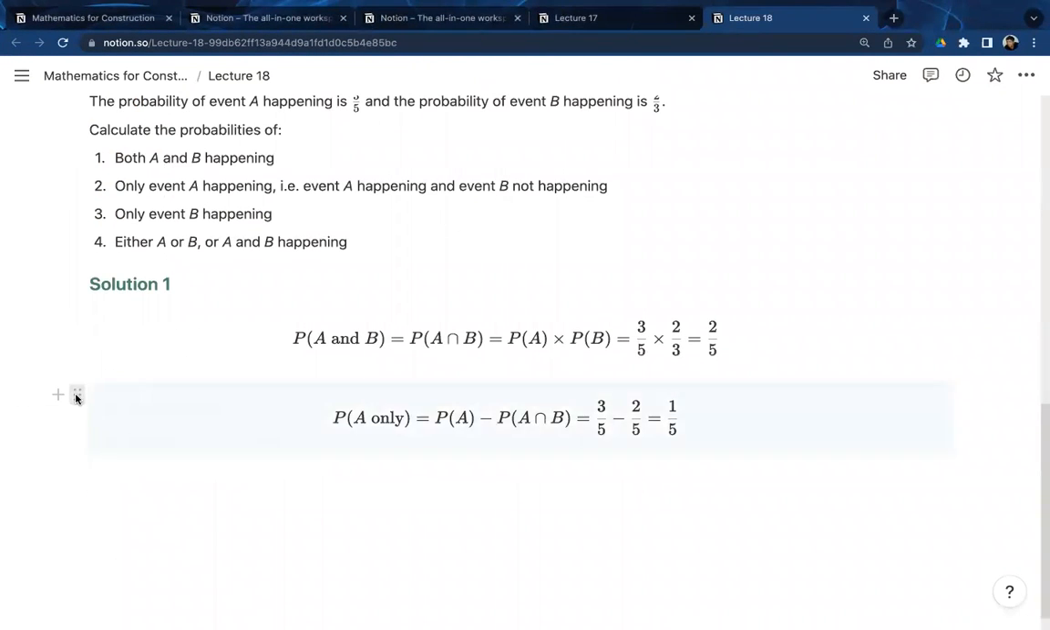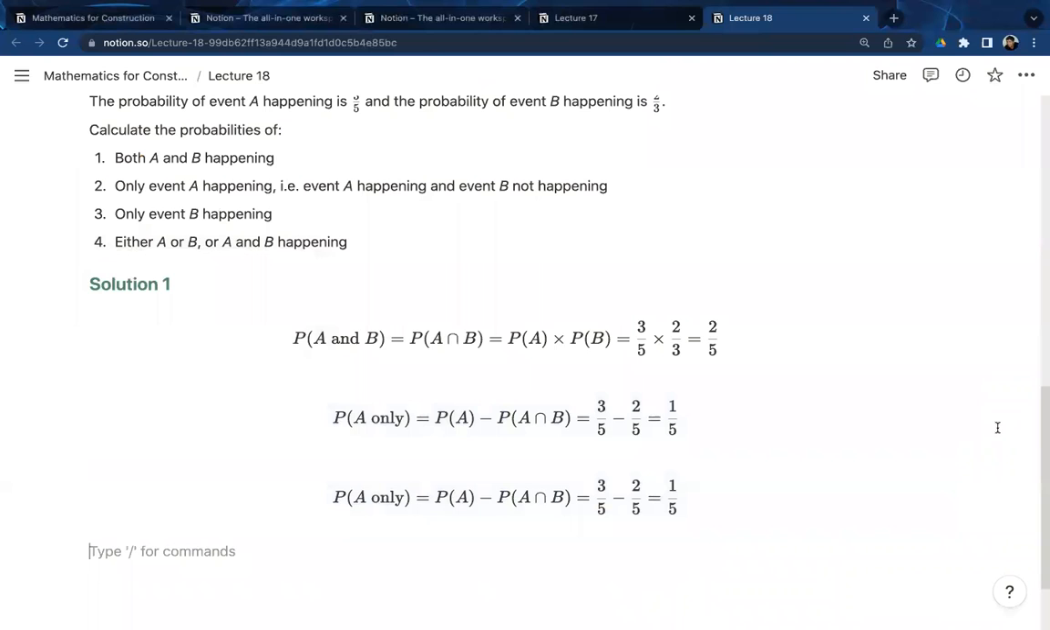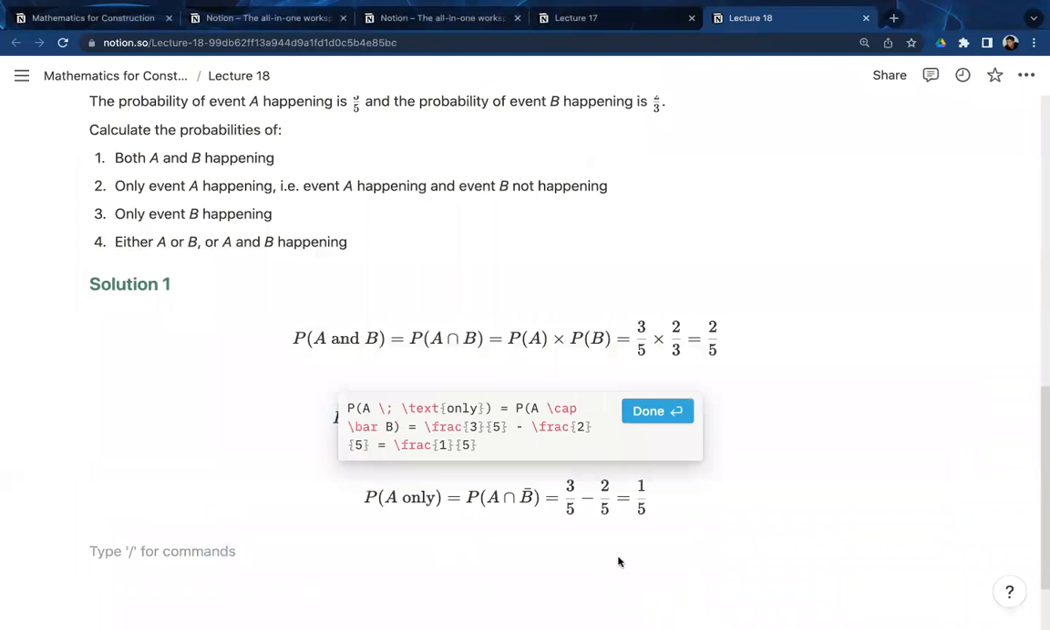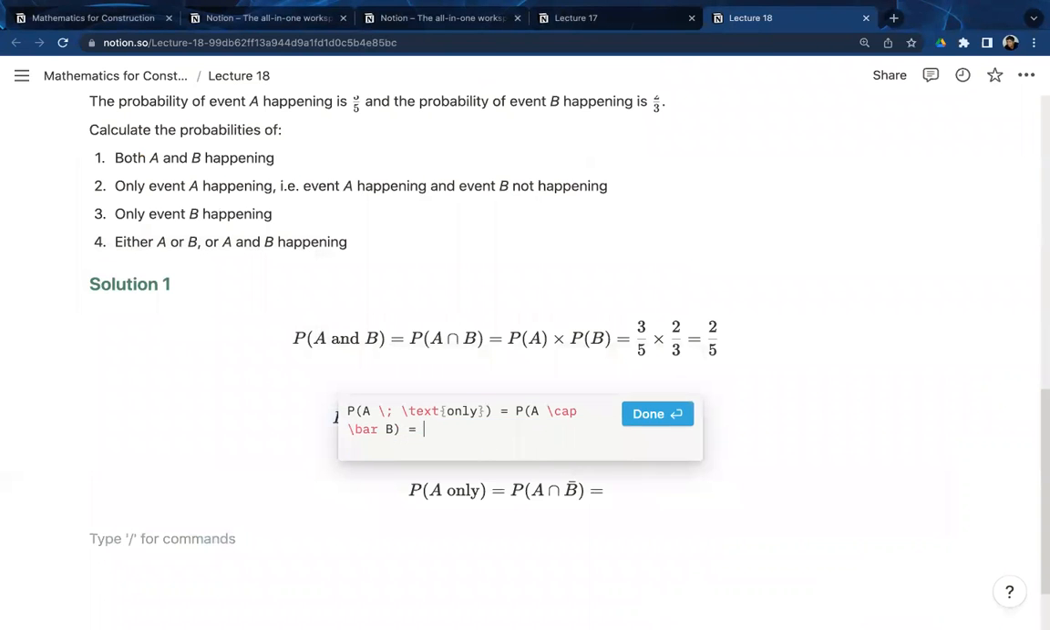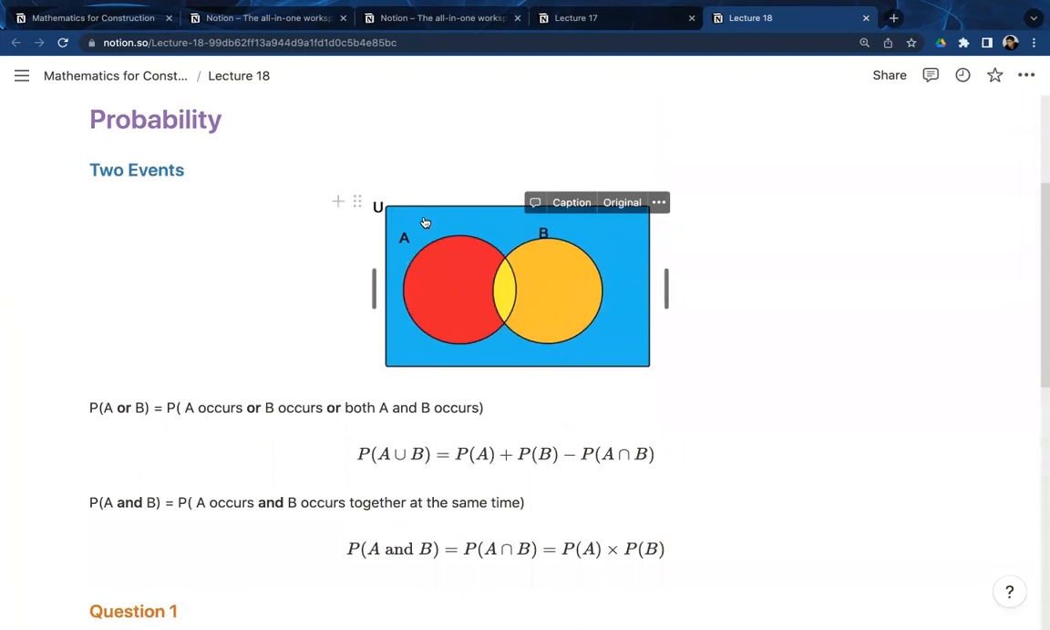Another way for A only is that A happens and B does not happen. So we could write that as probability of A and not B, and that's the same thing. What does A intersect with not B? A is the entire left circle and not B is everything outside of B. So A and not B is the red part, right?